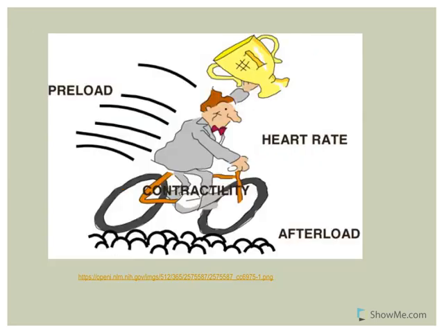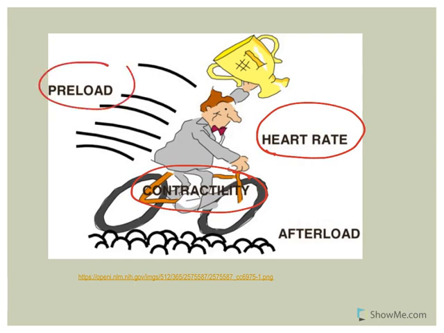Now, I wanted to show you some of the terminology that you have seen prior to this. Obviously heart rate is a component of cardiac output. Contractility is what determines your stroke volume. How forcefully the heart is contracting will determine stroke volume. Preload and afterload can also affect your cardiac output.